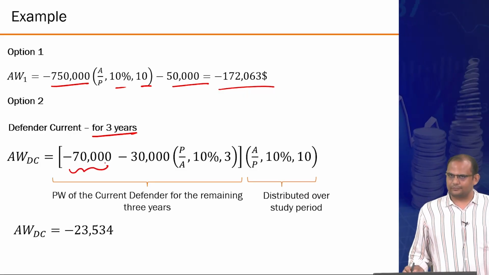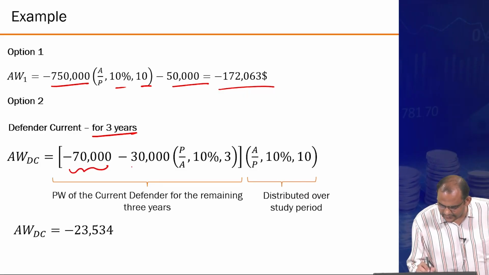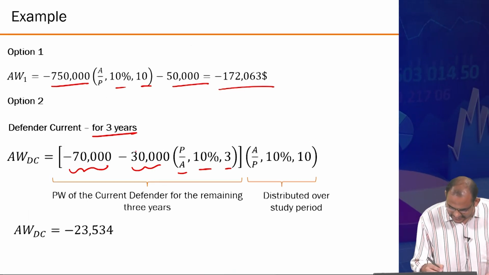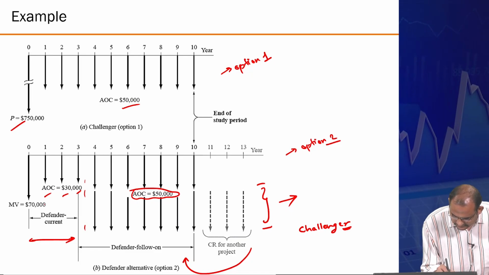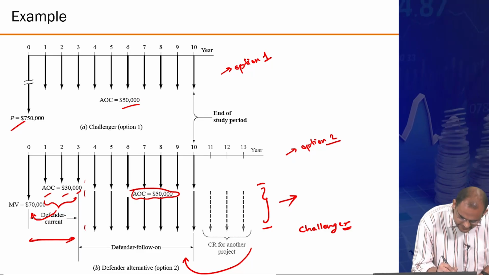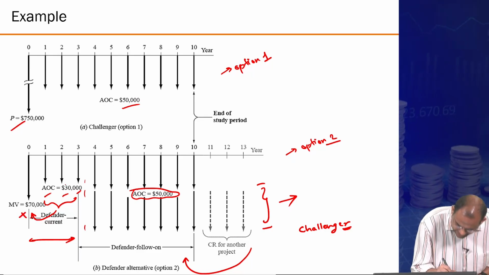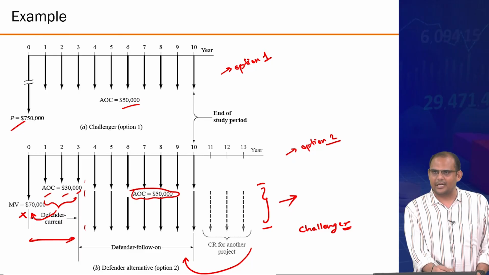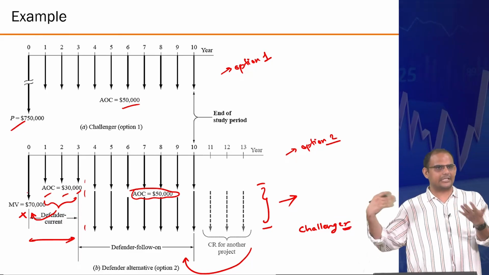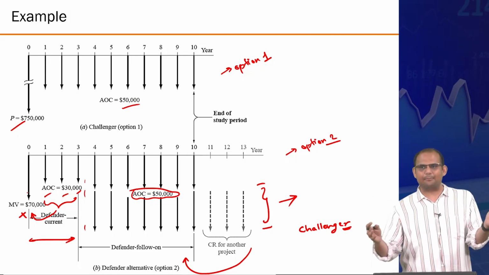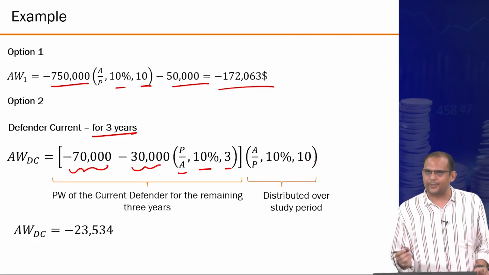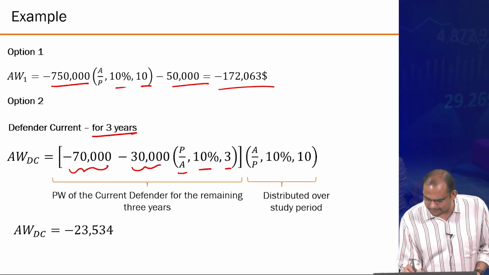70,000, 30,000 P by A, 10%, 3. Essentially, this 30,000 cash flow series, I have converted to an equivalent P value. Now, this plus this 70,000, the 30,000 P value, I have to distribute for 10 years because that's the total time period you are looking for. So, this entire value you have distributed using the A by P formula, 10%, 10.